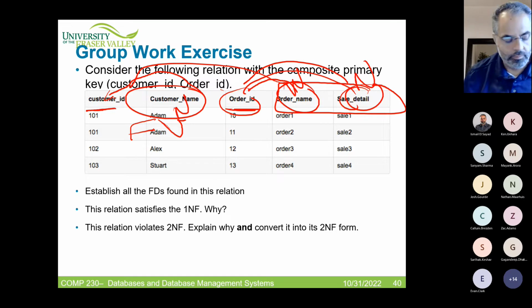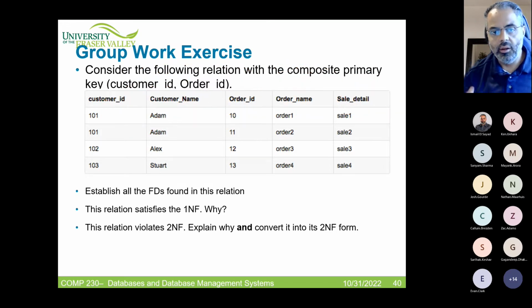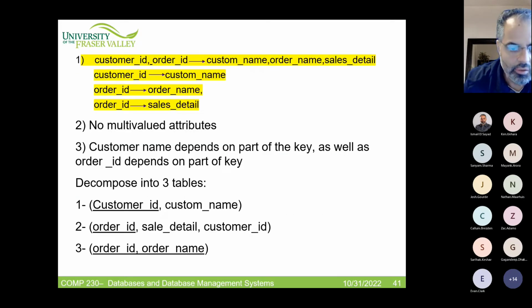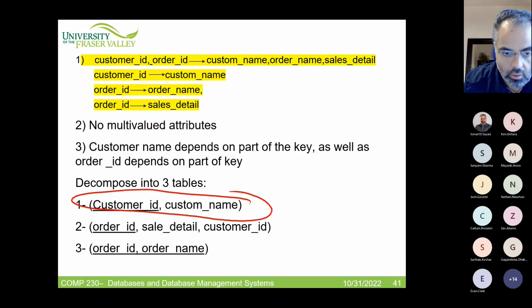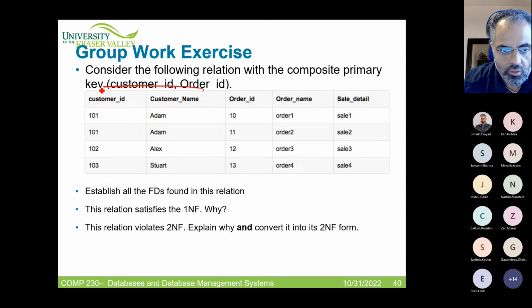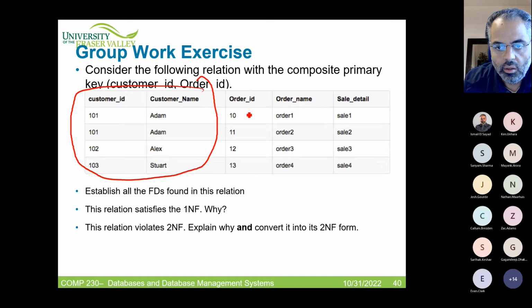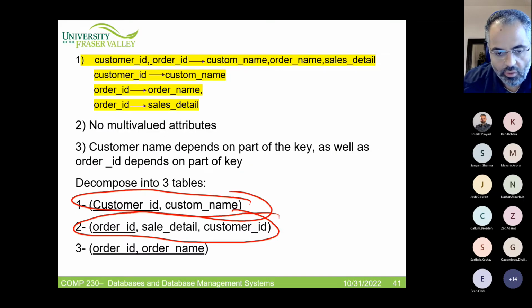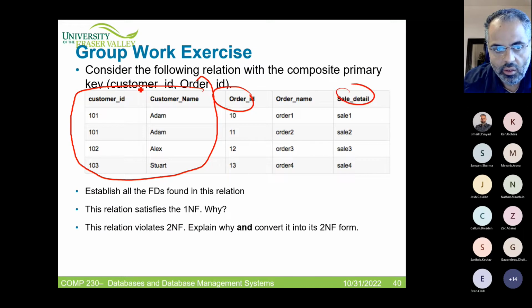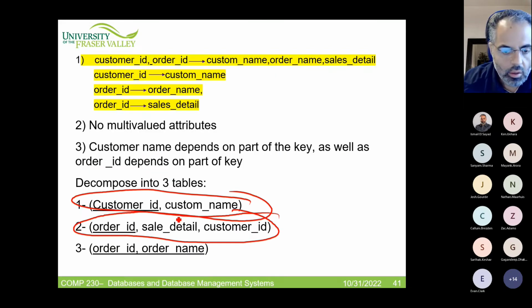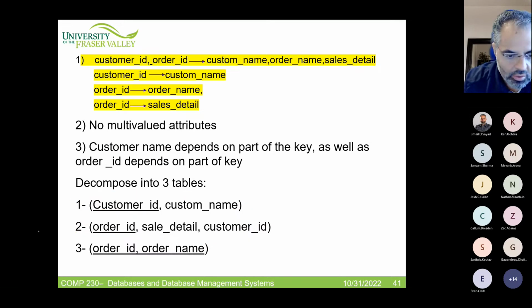How can I decompose it? By getting rid of what violates and keeping together what does not violate. So the first table can be customer ID and customer name. This is the same as Josh has already. And then a table with order ID, sales detail, and customer ID. And then I make another table with order ID and order name.